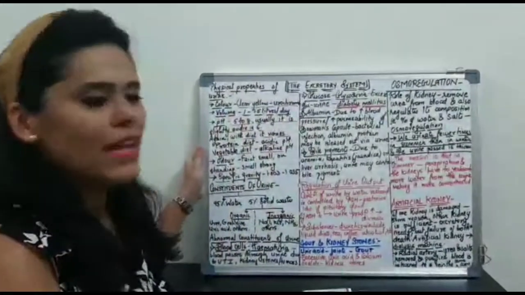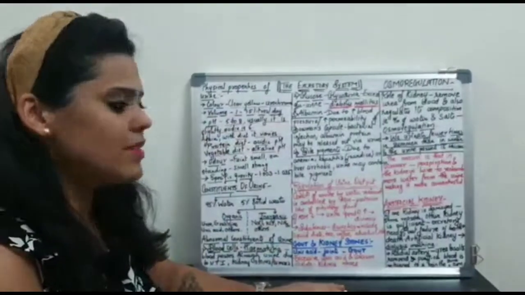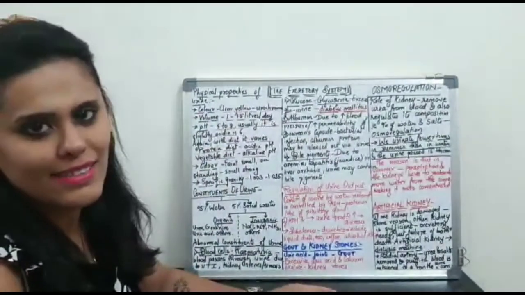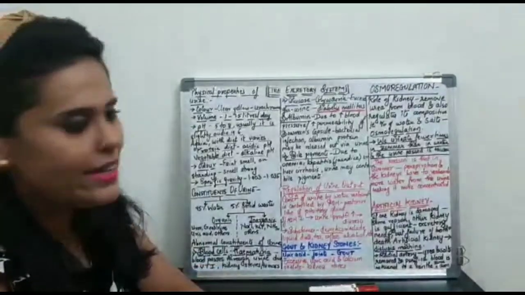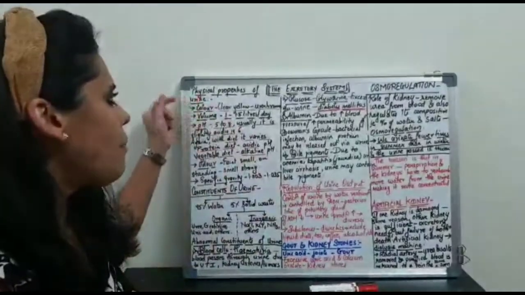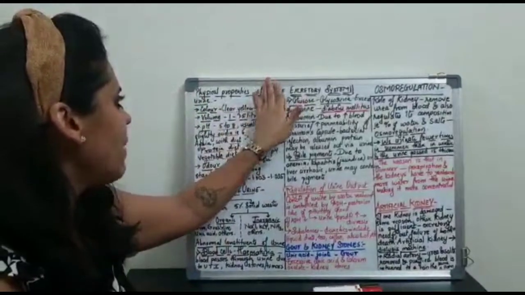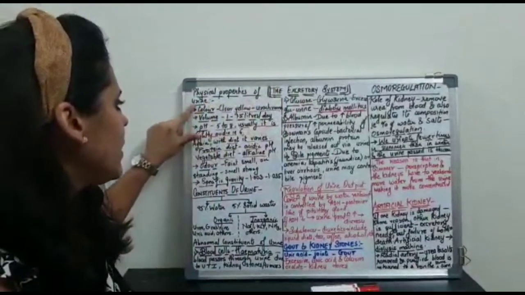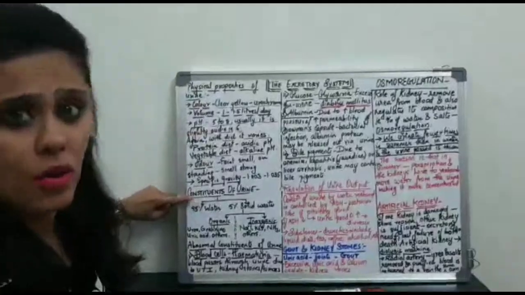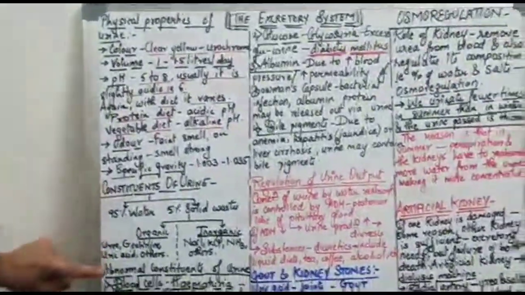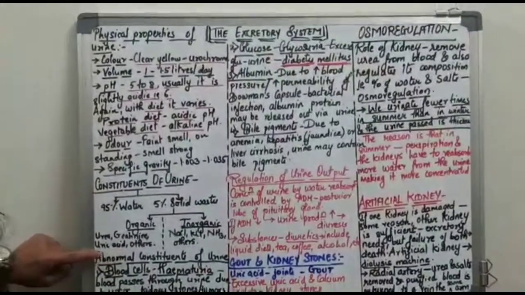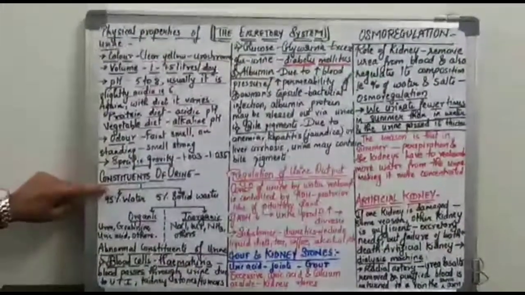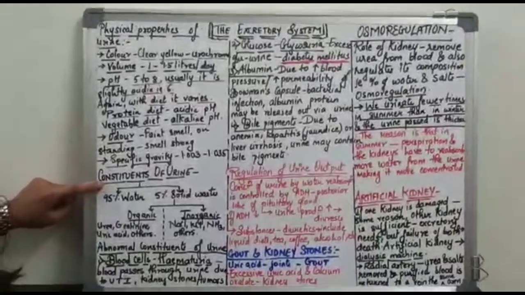So, continuing with our chapter, the excretory system, and this is the last slide of this chapter. What do we need to know in this last slide? The physical properties of urine, what are the constituents of urine, then what are the abnormal constituents of urine. That means here we'll be understanding the normal constituents of urine.